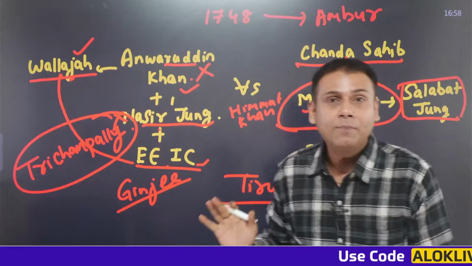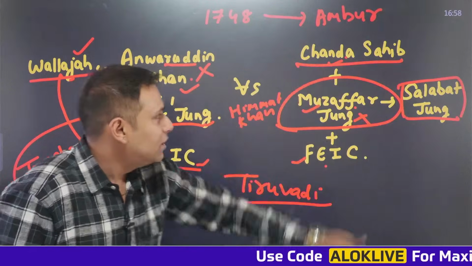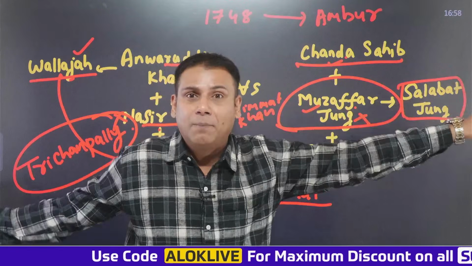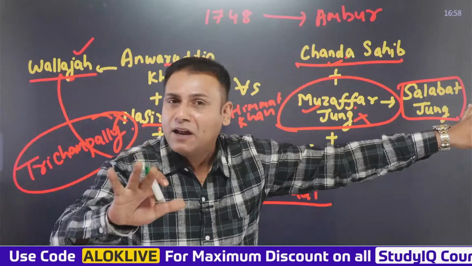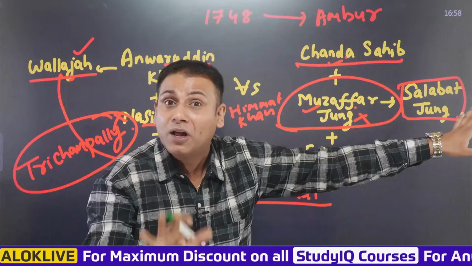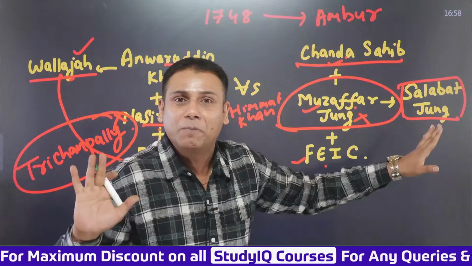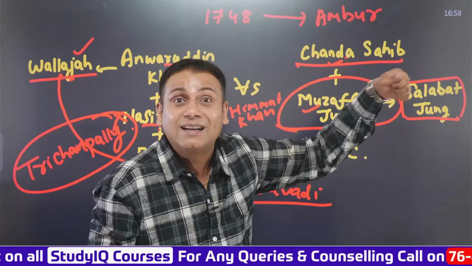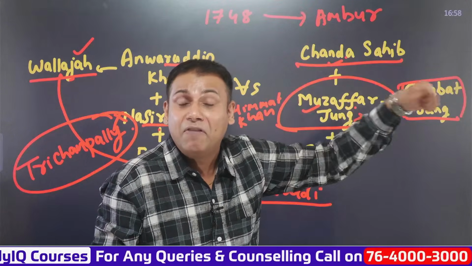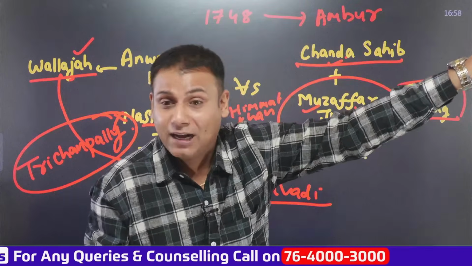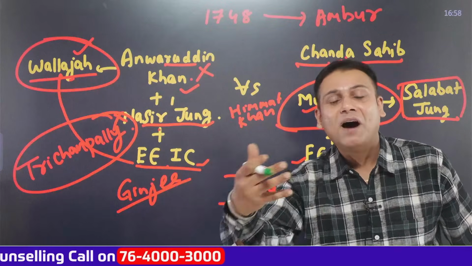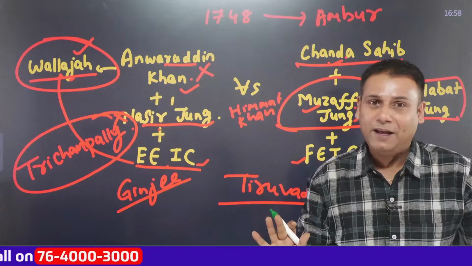And what was the plan? The plan was: Chanda Sahib has sent 90% of his forces to Trichinapalli. And at this time, there are very minimum forces in Arcot. This is the best time to capture Arcot. Immediately, Robert Clive, with just 500 soldiers, attacked Arcot and Chanda Sahib fled away. Later on, he was killed by the Marathas. And later on, Wallaja was made the new Nawab of Arcot or Carnatic.